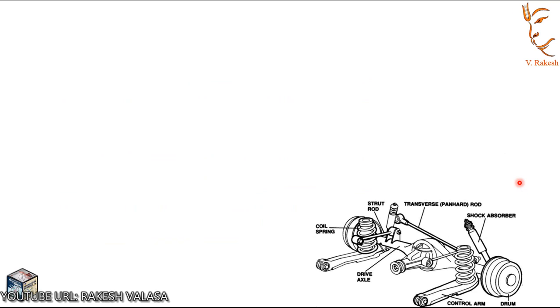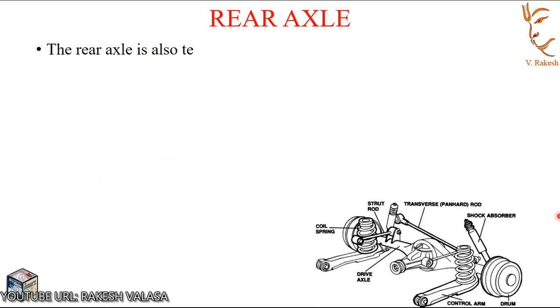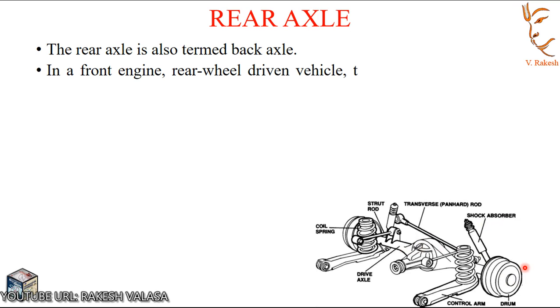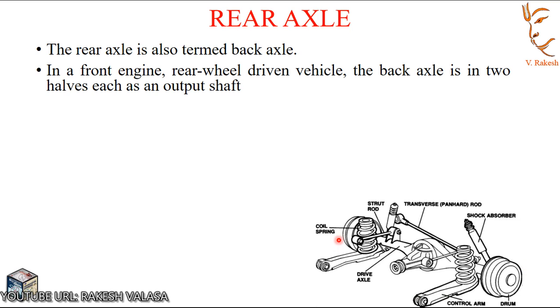Next topic is rear axle. The rear axle is also termed as back axle. In a front engine rear wheel driven vehicle, the back axle is in two halves. Each has an output shaft from the differential. This is the left half, this is the right half. These two rear axles are connected to the differential gearbox.